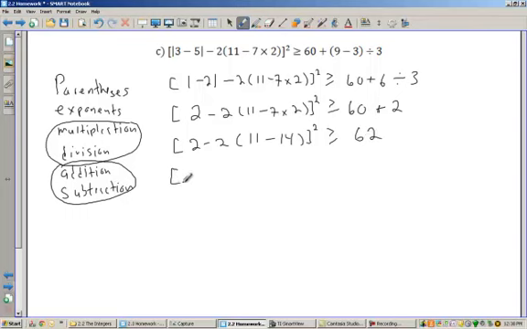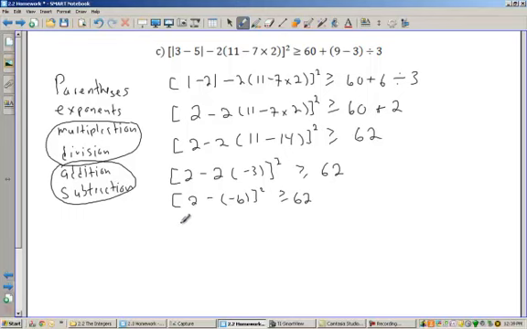Reset, do it again. Of course, I'm going to work inside on these parentheses, so 11 minus 14 is a negative 3, bigger than or equal to 62. Reset. I'm going to work on the square brackets, so I don't have to worry about the square yet. I have subtraction and multiplication. Although it's not written here, this is implied: you're multiplying. So I'm going to do the multiplication first. So I have 2 minus 2 times negative 3, which is a negative 6, squared. I'm all done on the right-hand side, so it's still 62.